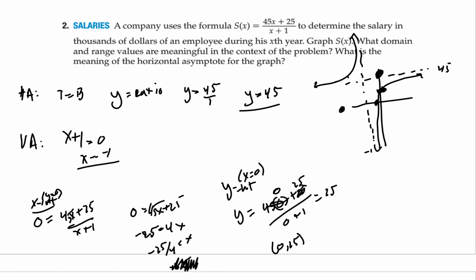Let's go over a couple things they asked. What domain and range values are meaningful in the context of the problem? Again, we're talking about salary. X here is years, and S is salary. It's my y value, my y-intercept. So which domain values are meaningful in the context of the problem? Well, you can't have negative years, so 0 to infinity.